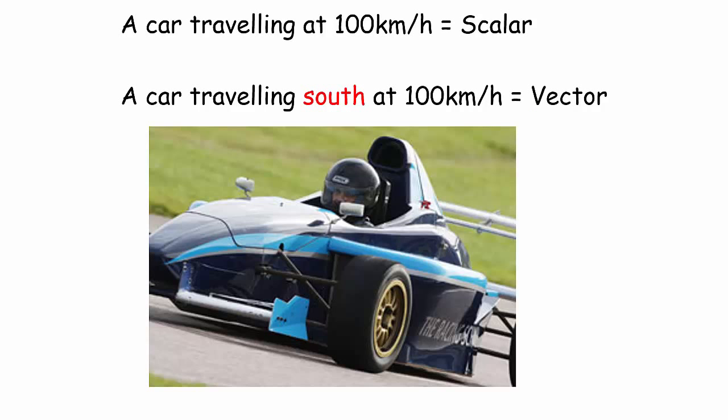So some examples here, if we've got a car travelling at 100 kilometers an hour, that would be a scalar. If you know the direction it's travelling in as well, 100 kilometers an hour south, that would be a vector.